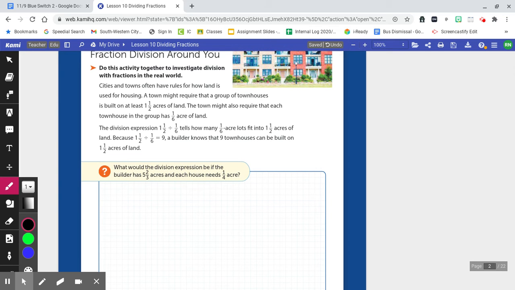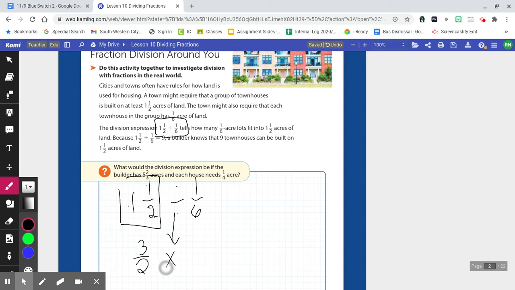I'm going to do the one that is up here. If we had 1 1/2 divided by 1/6. I'm going to keep my first fraction. I'm going to simplify it to make it 3/2. So keep, I change divide to multiply, and find the reciprocal or flip the last one. So now I just multiply across. I get 18 divided by 2. My answer is 9.